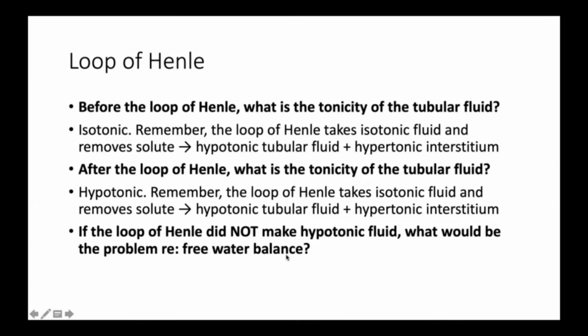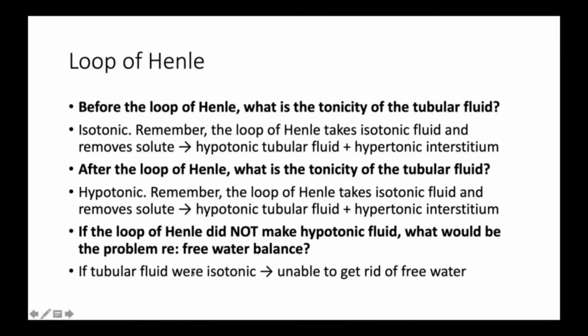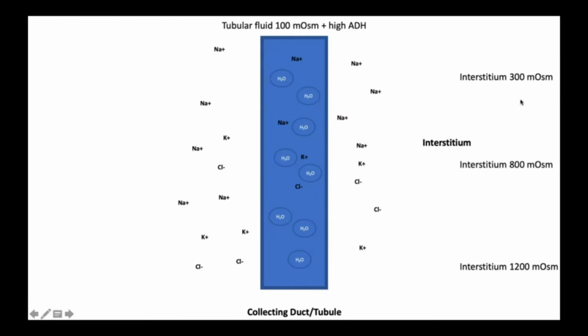I just think this is maybe a bad question. Hopefully my explanation will make sense, because I hope this is going to be an Anki card. But the key is that if the tubular fluid were isotonic, you'd be unable to get rid of free water. The point I was trying to make is that you want the fluid after the loop of Henle to be hypotonic. I didn't do a very good job of explaining or asking it, so I apologize. If the tubular fluid after the loop of Henle were isotonic, you couldn't really get rid of free water. So let's talk about why that would be.